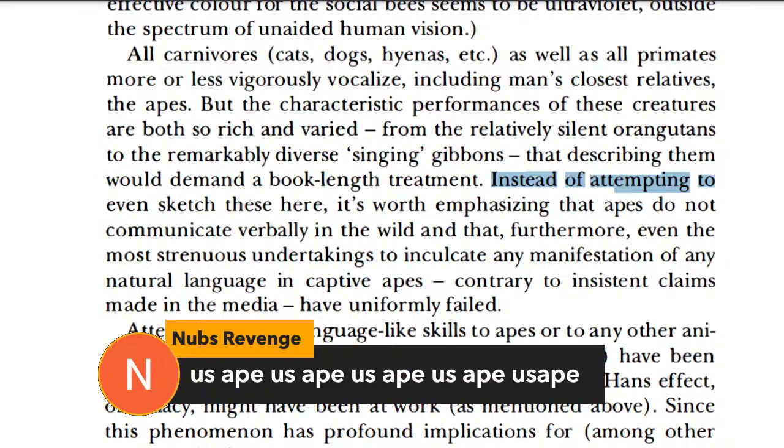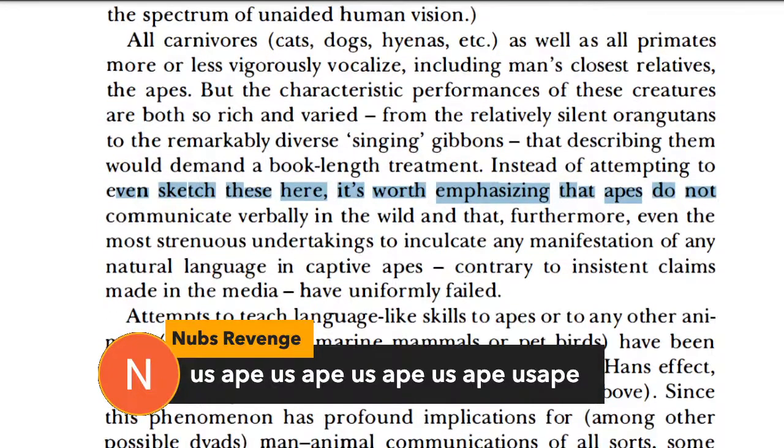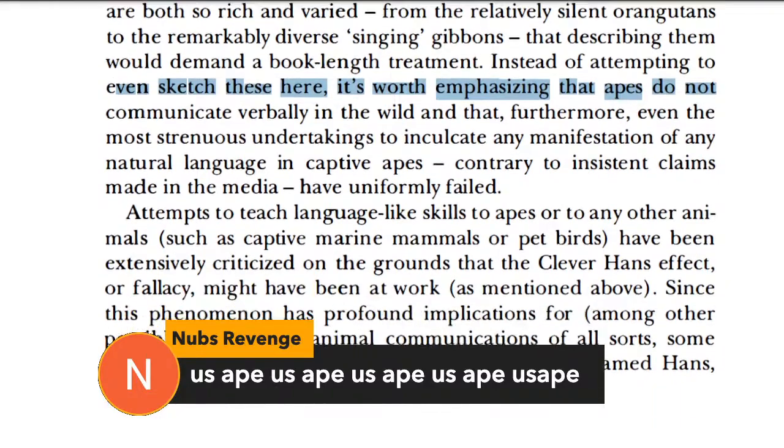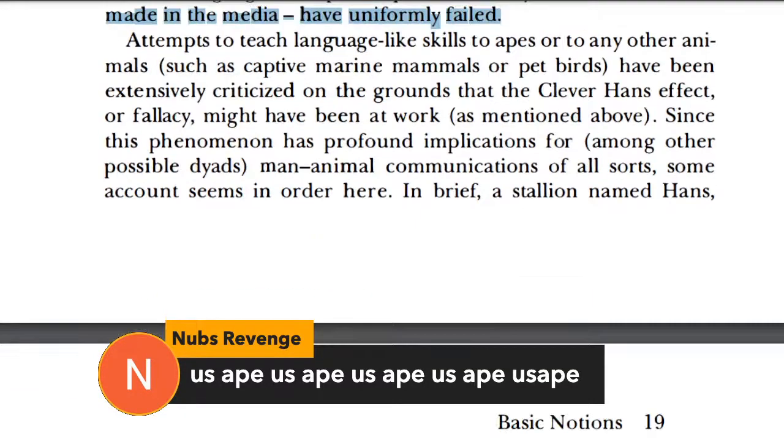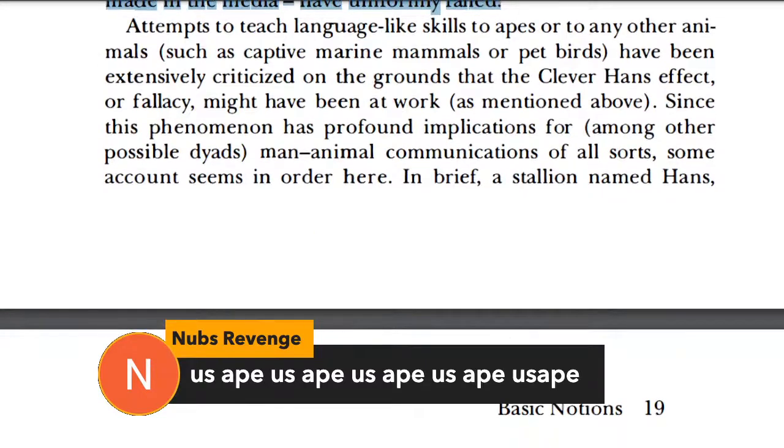Instead of attempting to even sketch these here, it's worth emphasizing that apes do not communicate verbally in the wild. And that, furthermore, even the most strenuous undertakings to inculcate any manifestation of any natural language in captive apes, contrary to insistent claims made in the media, have uniformly failed. Don't teach the ape to talk.